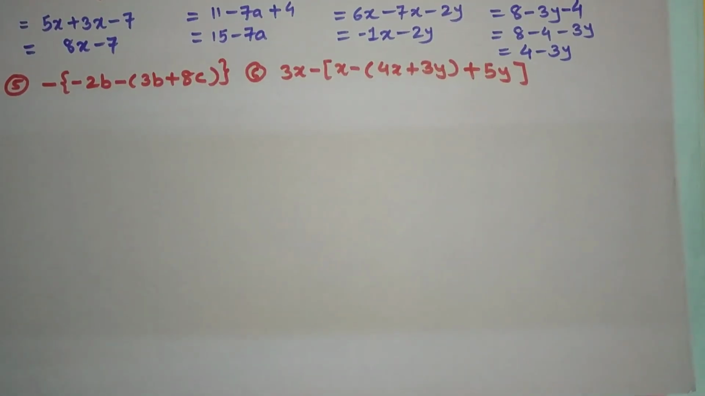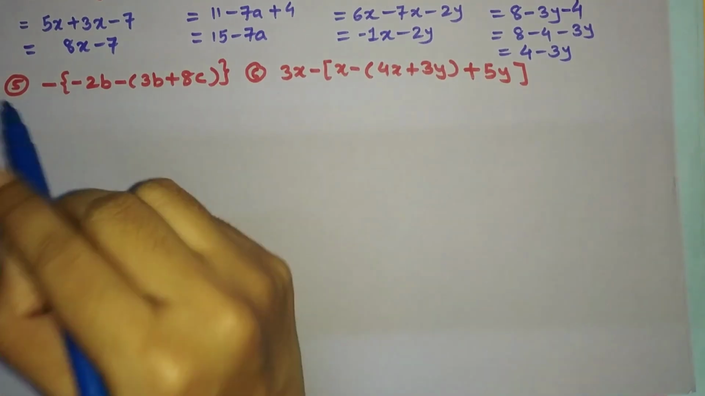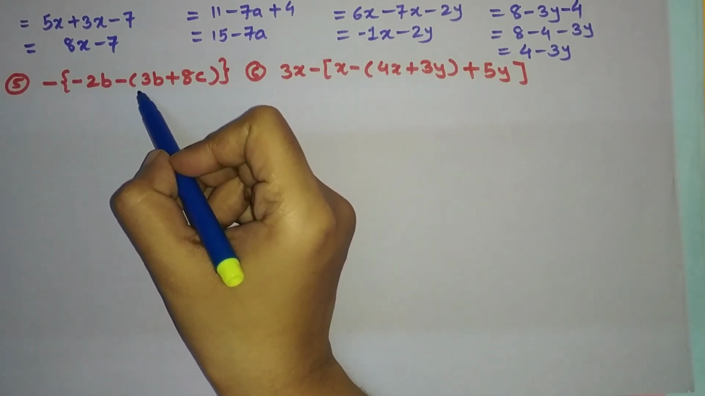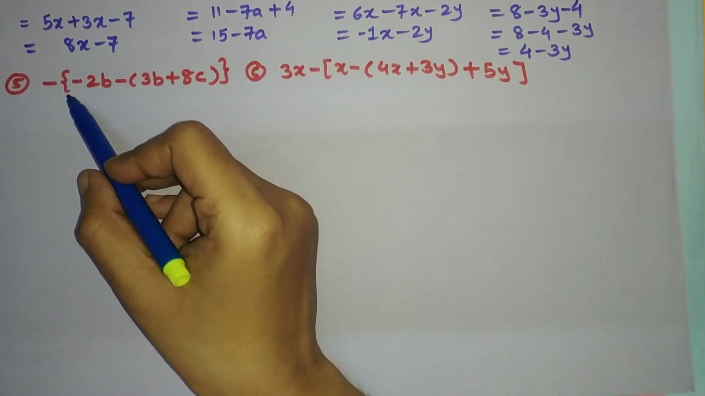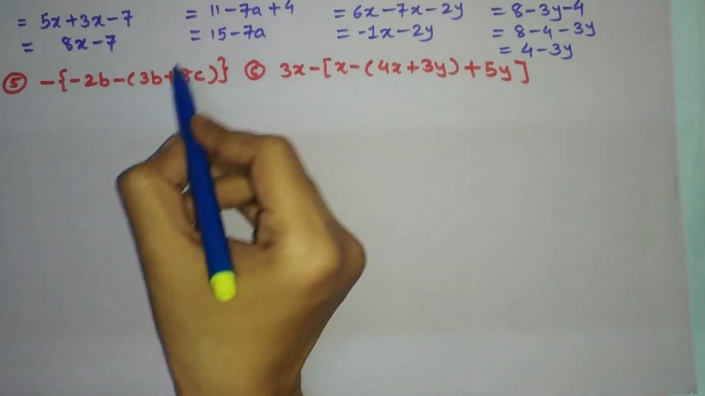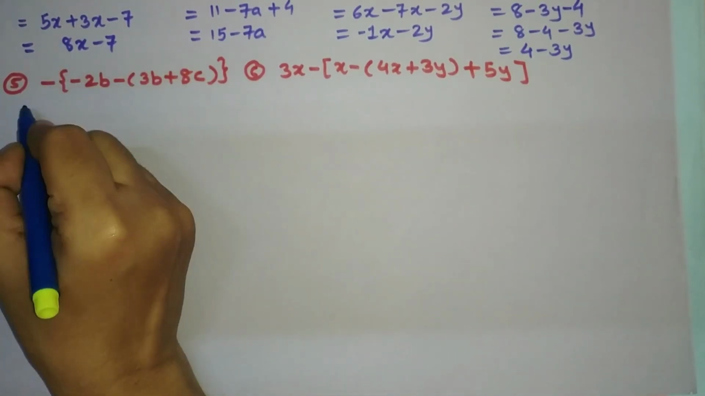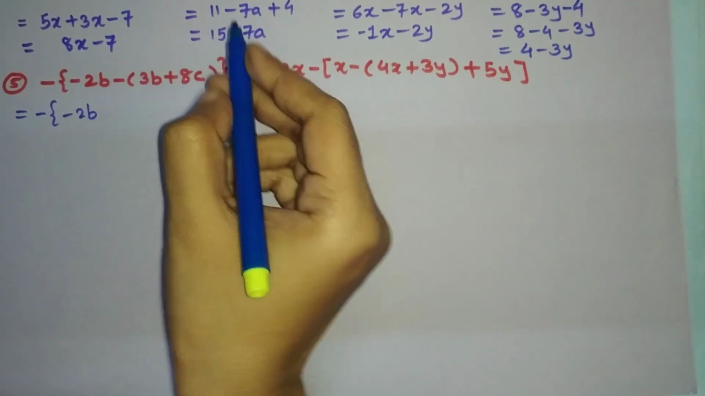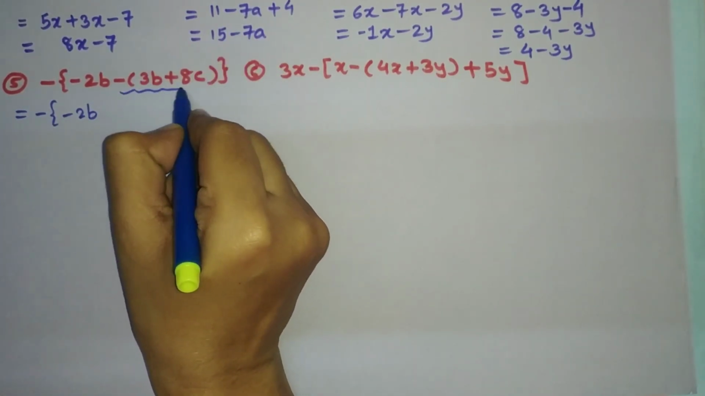So now friends, we will observe here again some more simplification questions are available. So observe this question. Here we have two brackets. First this is the innermost bracket and outside is a curly bracket. So first we'll go for the innermost bracket. We'll write down the other things as they are, minus of 2b. Now we'll focus on this bracket here.